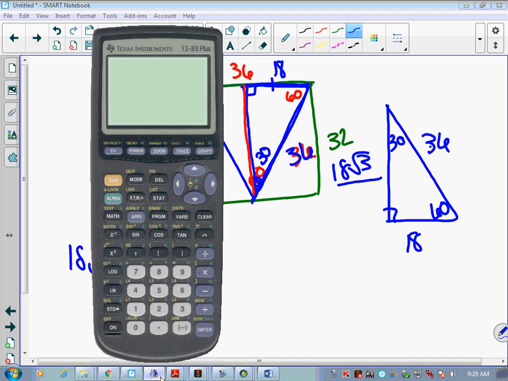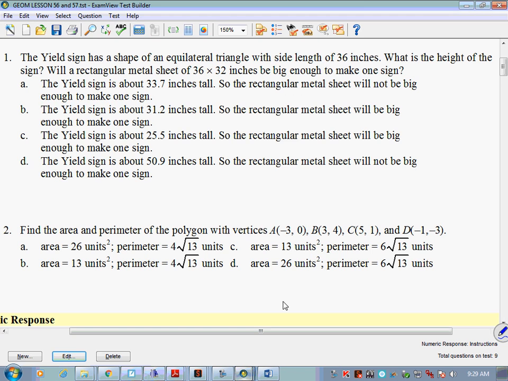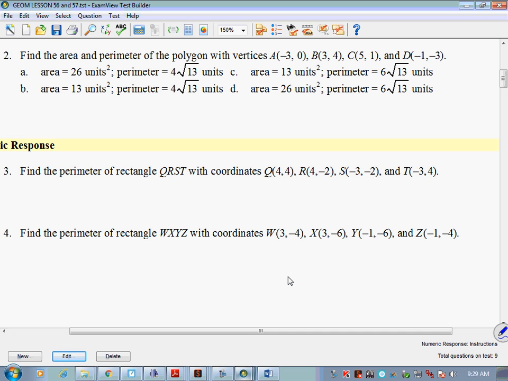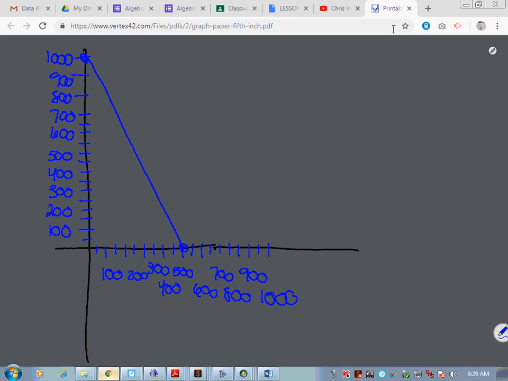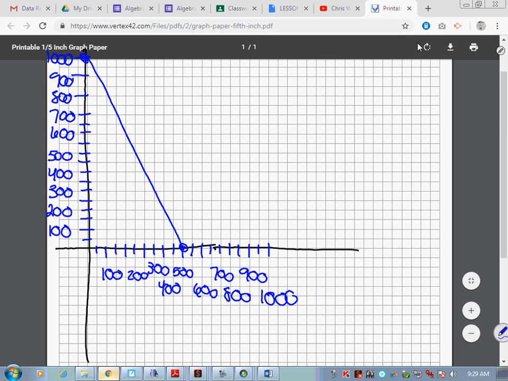Good. Let's get that out of the way. Come back to here. Question number 2. Find the area and the perimeter with vertices (-3, 0), (3, 4), (5, 1), (-1, -3). Let me see if I still have my coordinate plane here. Let's see, I want to clear that out. All right, let's make a new coordinate plane. Maybe you can make one on your own paper if you want. You should probably practice doing this.